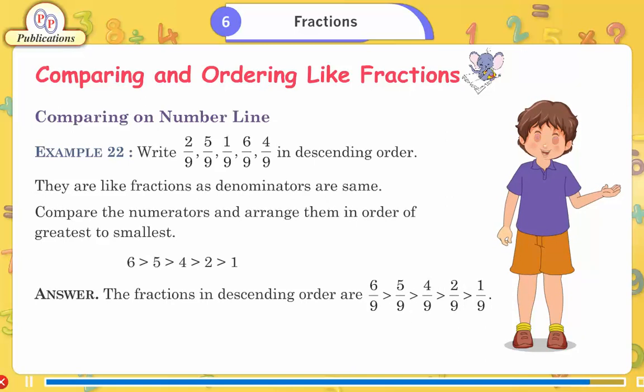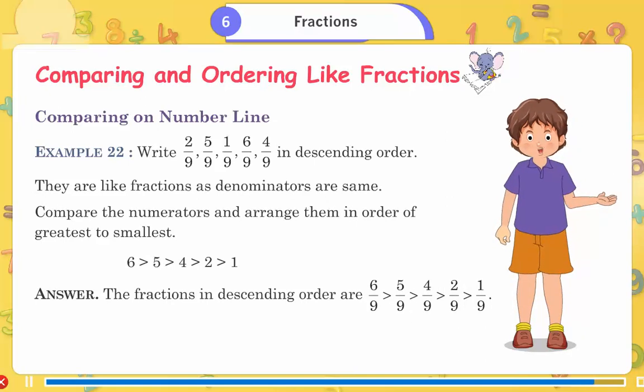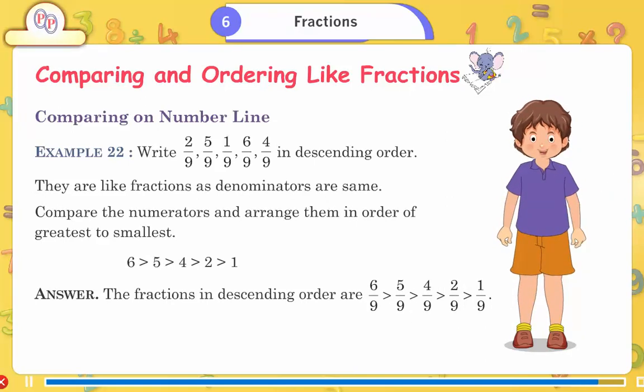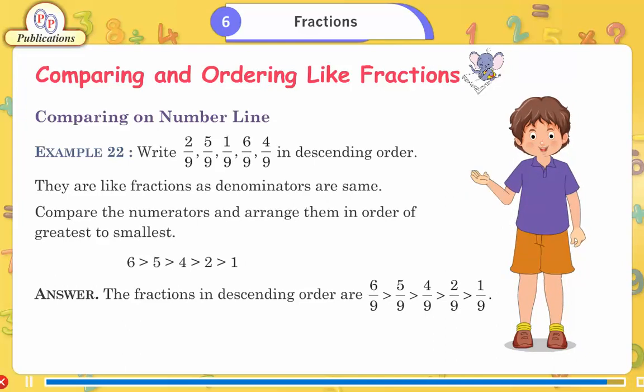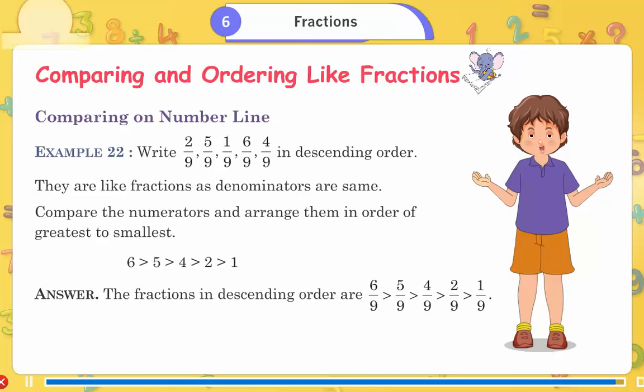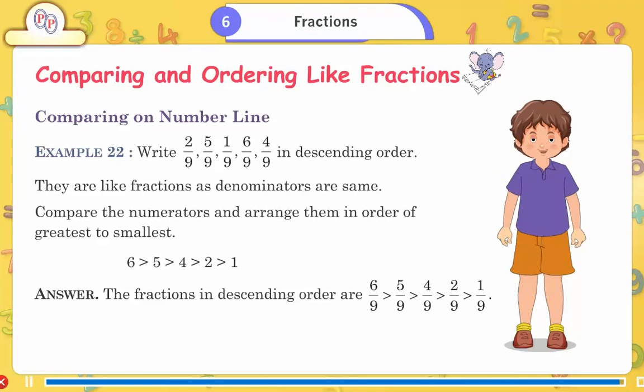Answer: The fractions in descending order are 6 upon 9 is greater than 5 upon 9. 5 upon 9 is greater than 4 upon 9. 4 upon 9 is greater than 2 upon 9. 2 upon 9 is greater than 1 upon 9.